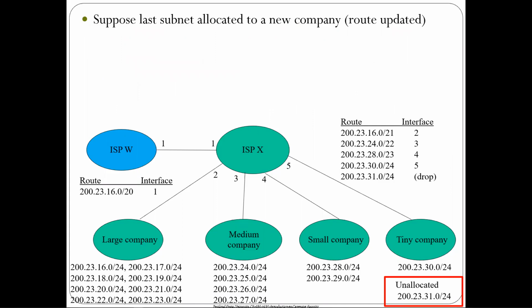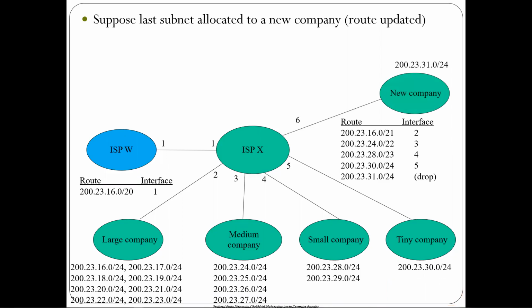Suppose this last subnet that's unallocated is allocated to a new company. So I'm going to turn this from unallocated. Now I have a new company here using that prefix, and say it's initially connected to ISPX. And then since this is interface 6 in this router, I'm going to change this route table entry to now go to interface 6.